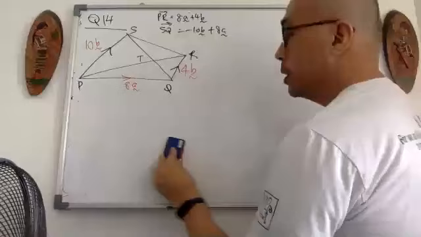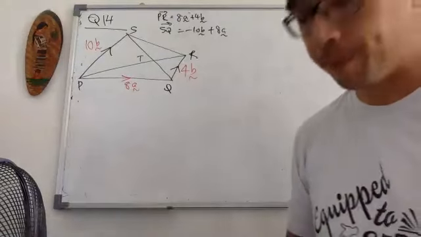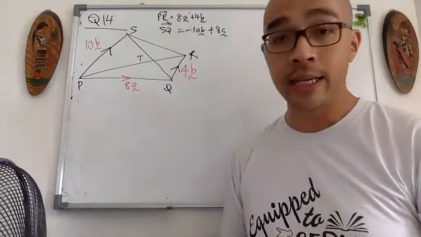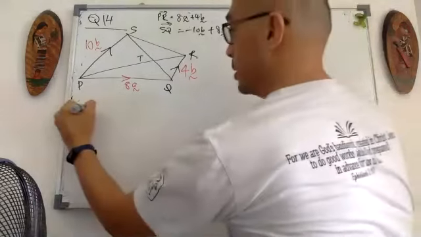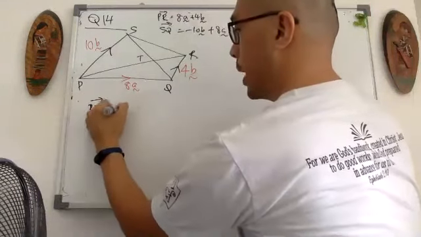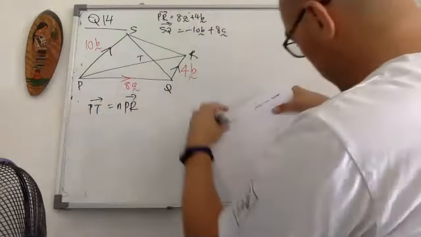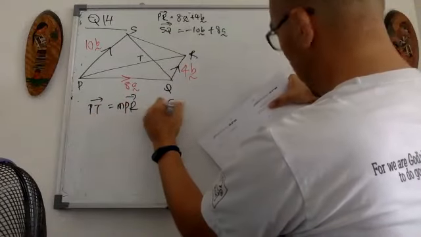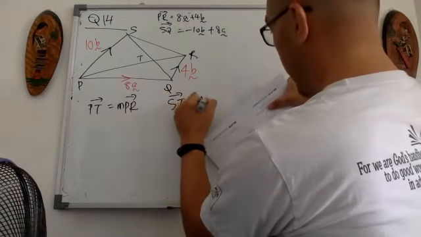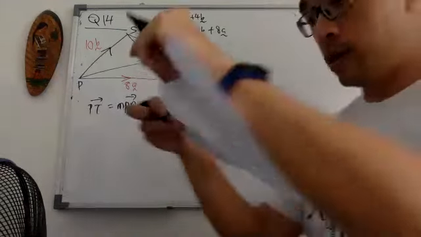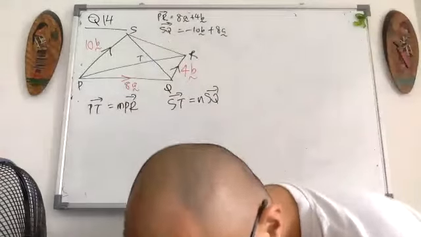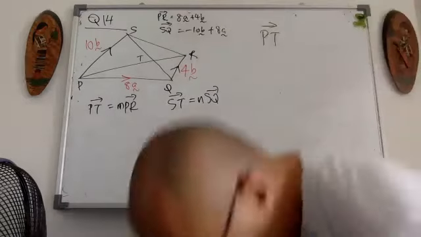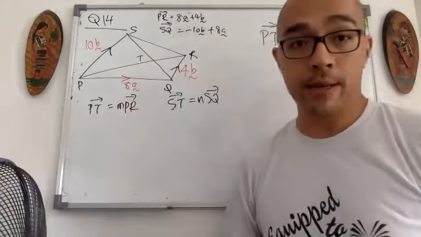Okay. Now, question B. Question B states that it is given that PT equals to NPR and ST equals to NSQ. Let's start from there first. PT equals to NPR, and ST equals to NSQ. Then the question is express PT in terms of M, A, and B.